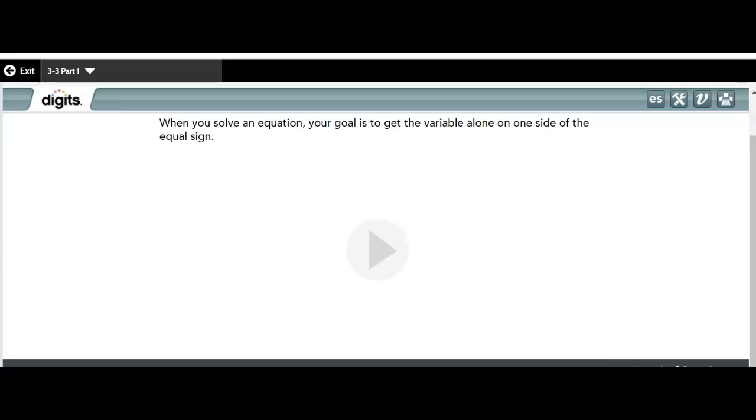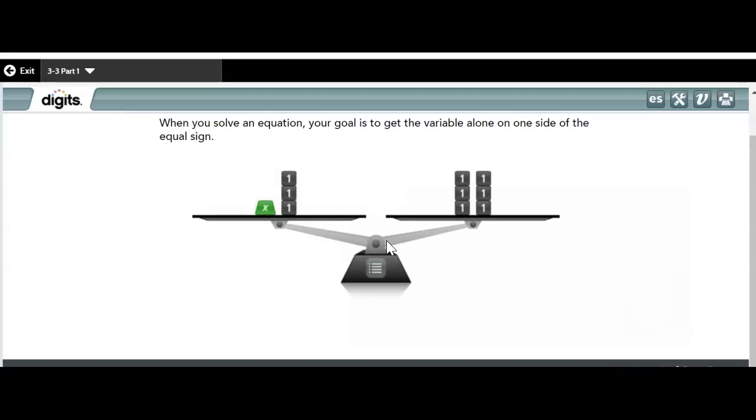All right, let's go ahead and get started with 3-3 in the guided notes here under part 1. When you solve an equation, your goal is to get the variable alone on one side of the equal sign. The scale is balanced. You can represent what is shown on the balance scale with the equation x plus 3 equals 6. Notice what happens when you take away the same amount, 3 1 blocks, from each side.